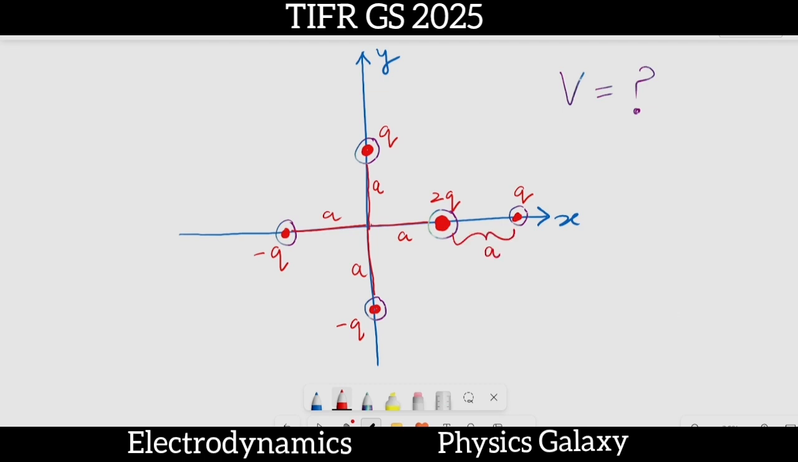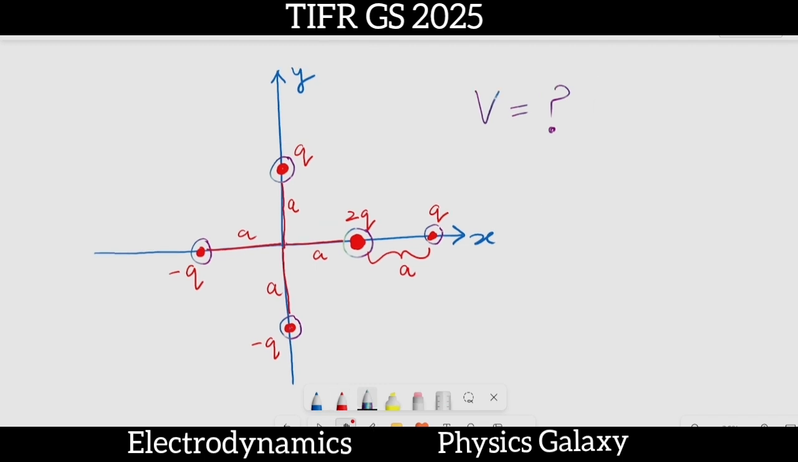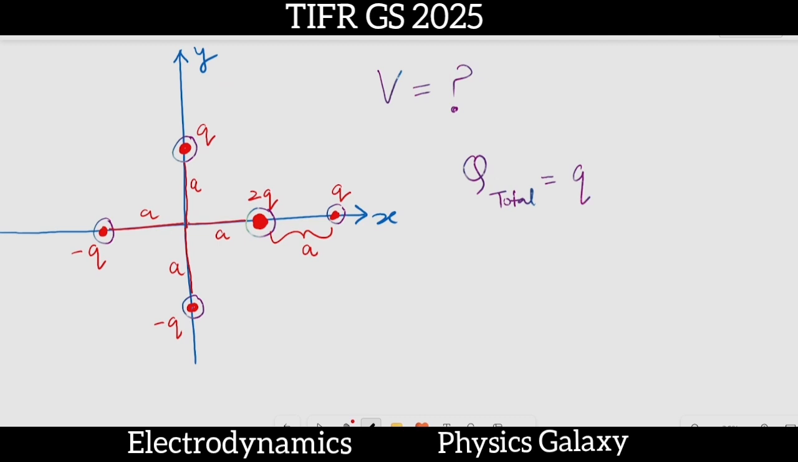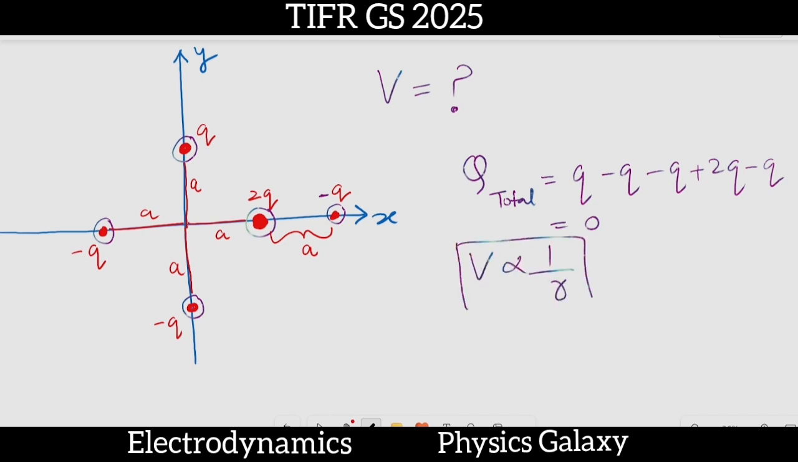To find the potential for these problems, what do we have to do first? We have to find the total charge, q total. For this configuration, q total will be q minus q minus q plus 2q minus q. So total charge is 0. That means potential will not vary as 1 over r, because there is no monopole term.